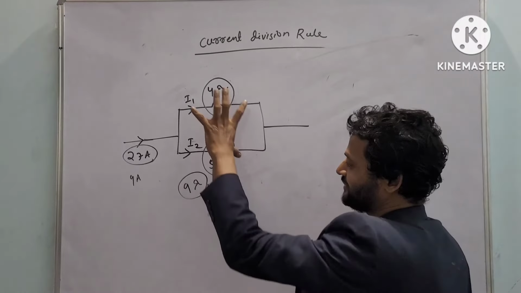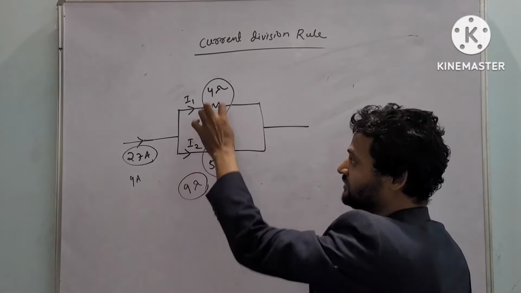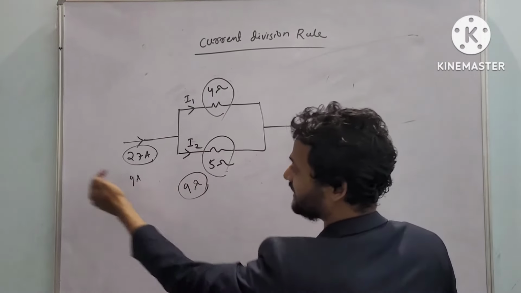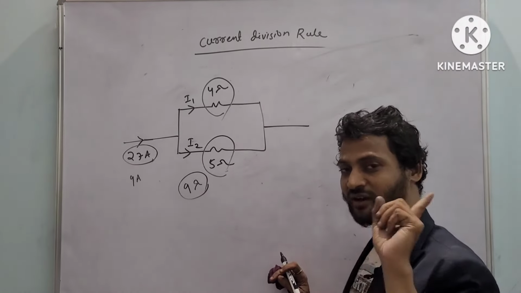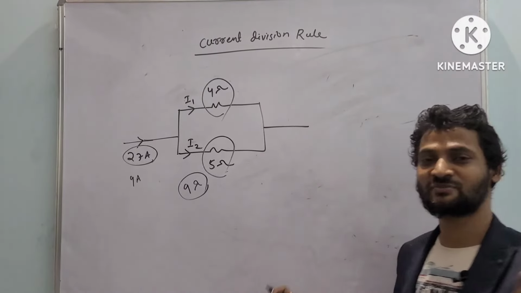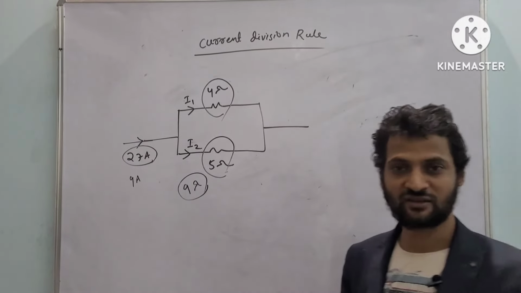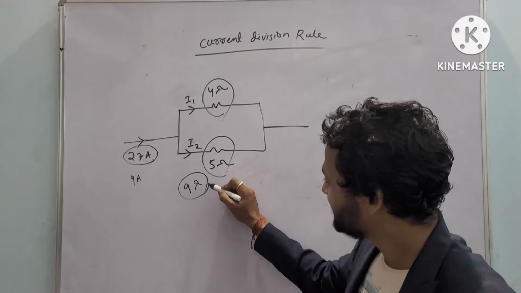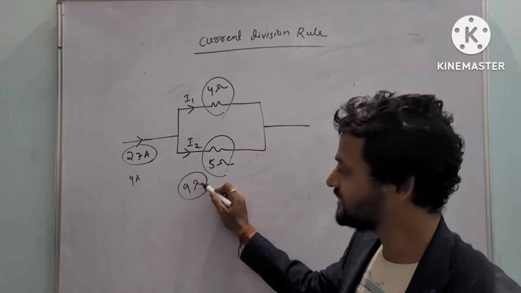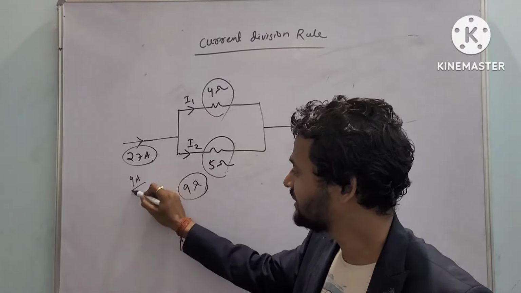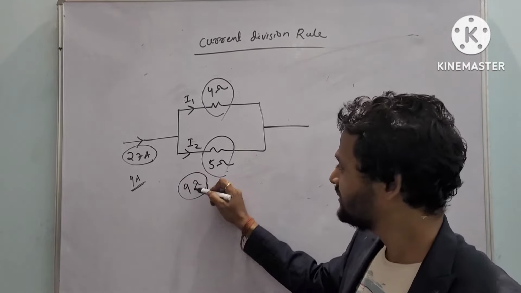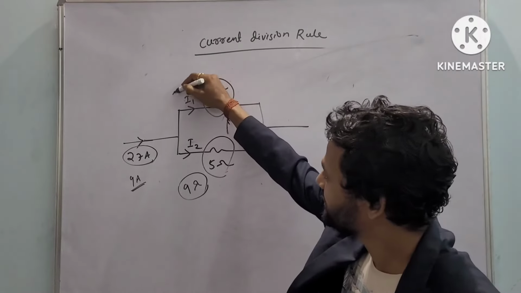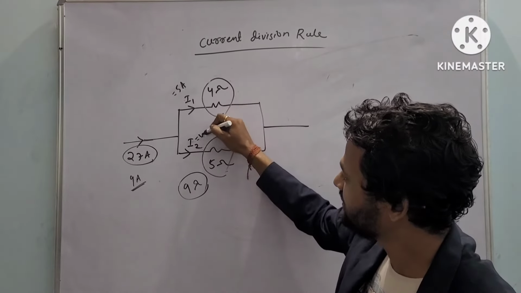If the net resistance magnitude is equivalent to the magnitude of current, again I repeat, current will never be equal to resistance because both are different physical quantities, we cannot make it equal. But my trick is, if this magnitude is equivalent to this magnitude, then the value of current will just be reversed as per the value of resistance.